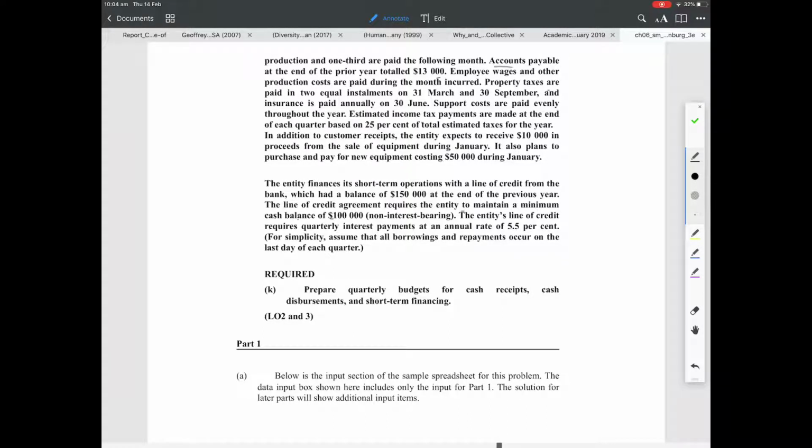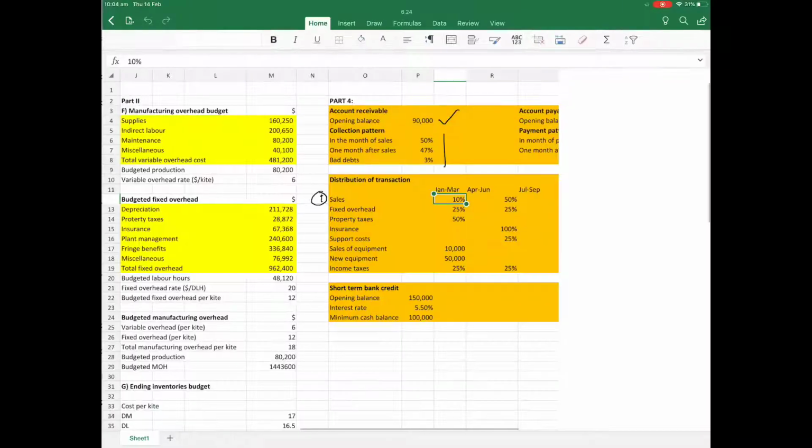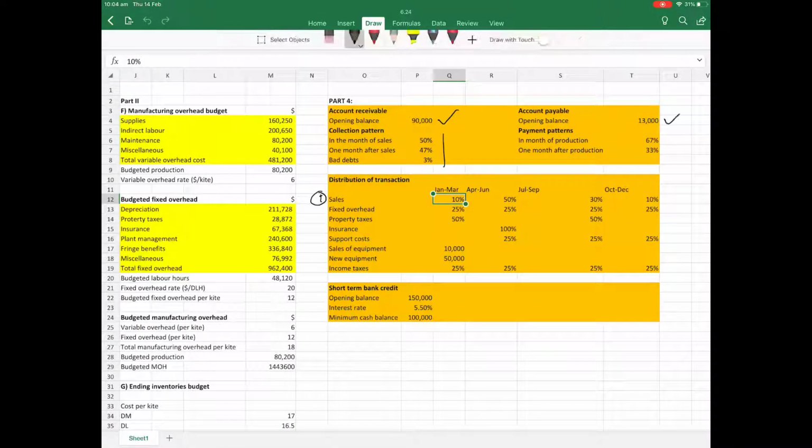And for account payable, they have $13,000 to be paid in January. So the account payable here is a 13,000 opening balance, and the payment pattern is 66.66% in the month of production, and 1 month after production 33.33%. So that is the main cash receipt from sales and cash payment from purchase of raw materials.